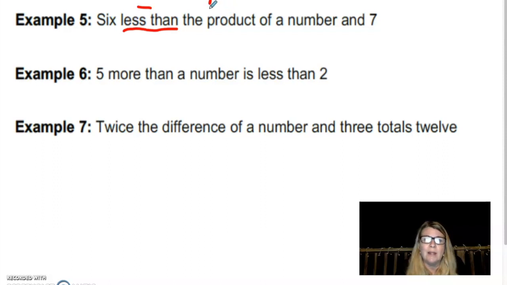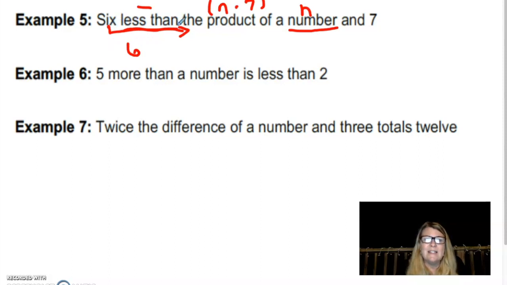Product, when you see the word product, there's a good chance you're going to need parentheses, but it means you're going to multiply. What are the two things that we're going to multiply? A number, we'll let that be n, and 7. So we're going to have an n and a 7. That means I have 6 is less than. Now, less than is one of those turnaround words also. When you see the words less than, it takes whatever is in front and throws it in behind because it's a turnaround word.